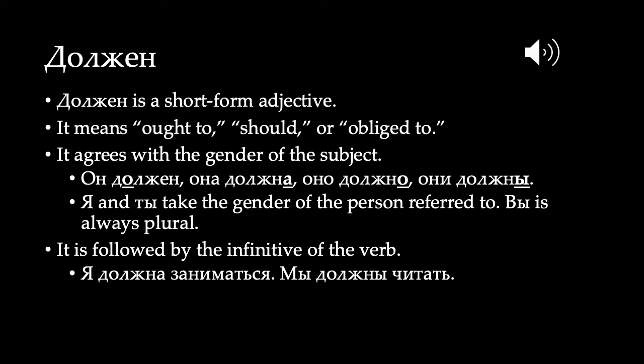And then, like with past tense verbs, я and ты are going to take the gender of the person referred to, and вы is going to be plural. And then we often use должен with a verb. So I said we were done with verbs, but I lied. We do have a little bit more about verbs, but it's really simple. We often use должен with a verb, and when we do, it's going to be the infinitive of the verb. So, я должна заниматься. I have to do homework. Мы должны читать. We ought to read.